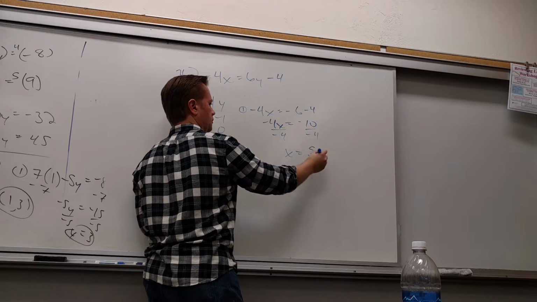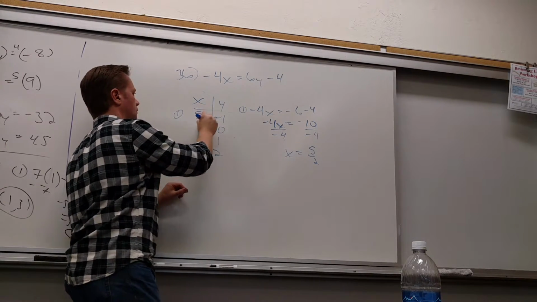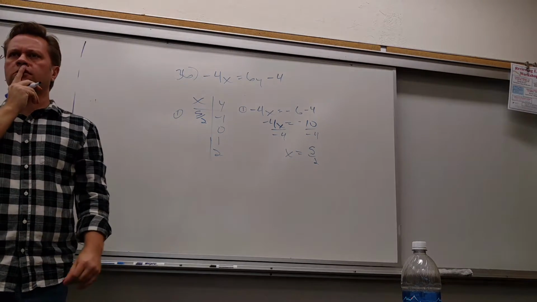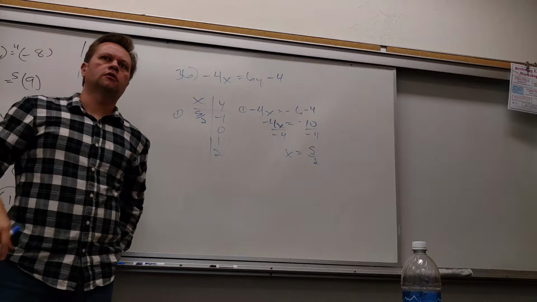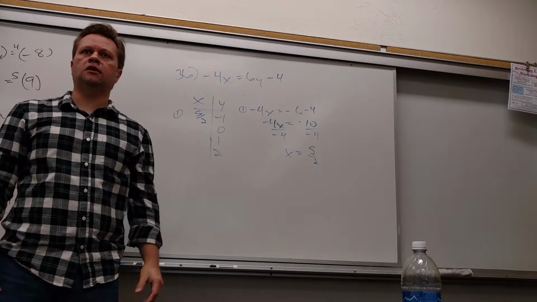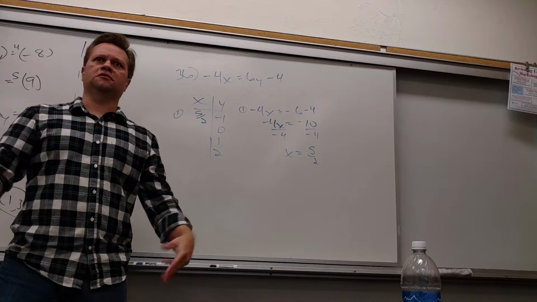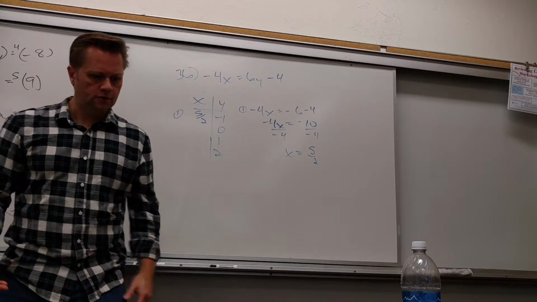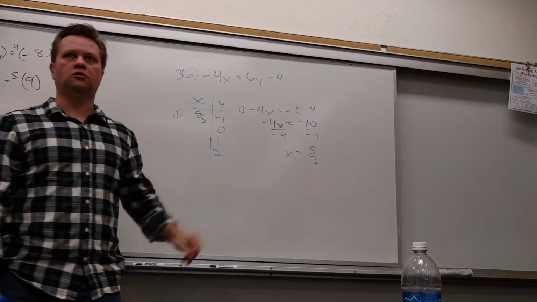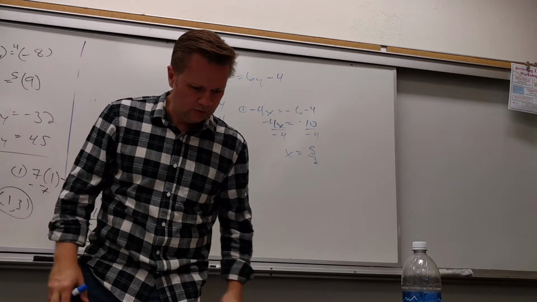5 over 2. Alright, so that's what x is. Sounds great. What's wrong? Yeah, the answer can come out to be disgusting, right? It doesn't have to be nice. That's not really disgusting.